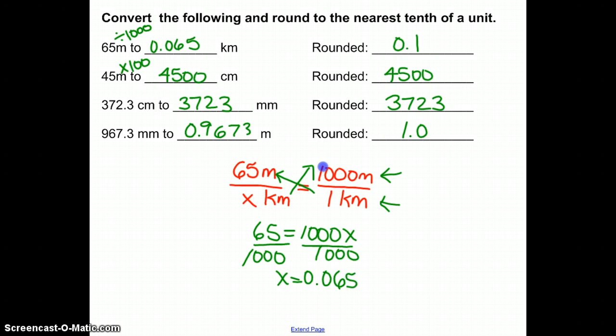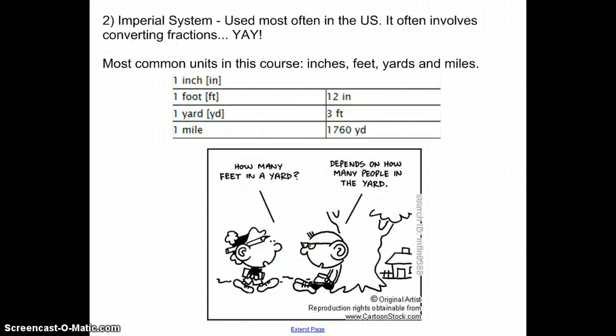So that also works. Now the next thing is the imperial system. This is used most often in the US, and it often involves converting fractions, which I know everybody loves. Yay! The most common units in this course are feet, inches, yards, and miles. So that's just what we're going to talk about today. 1 foot is 12 inches, so that would be your conversion factor. 1 yard is 3 feet, or you could put 36 inches. And then 1 mile is 1,760 yards.